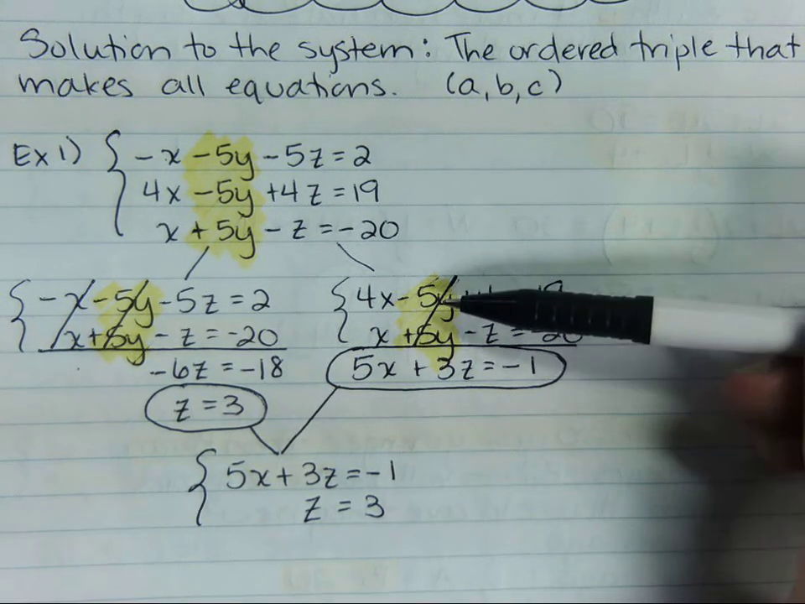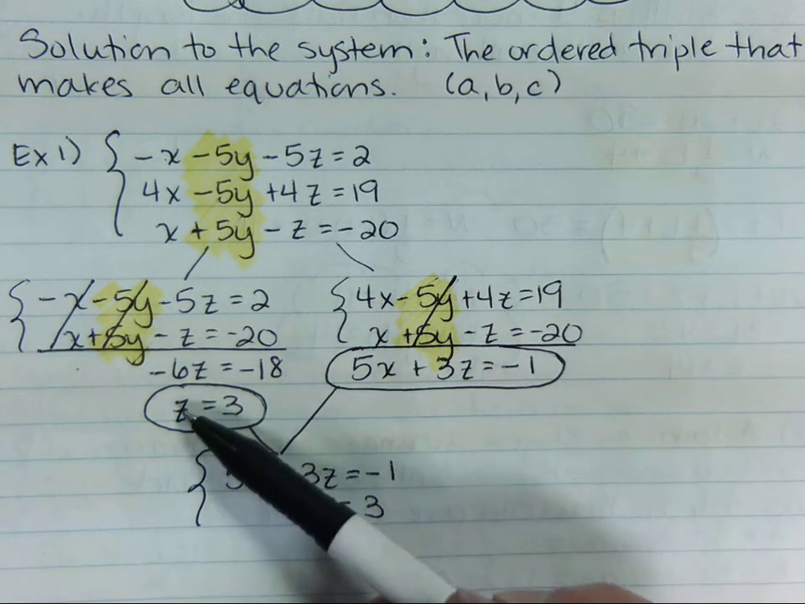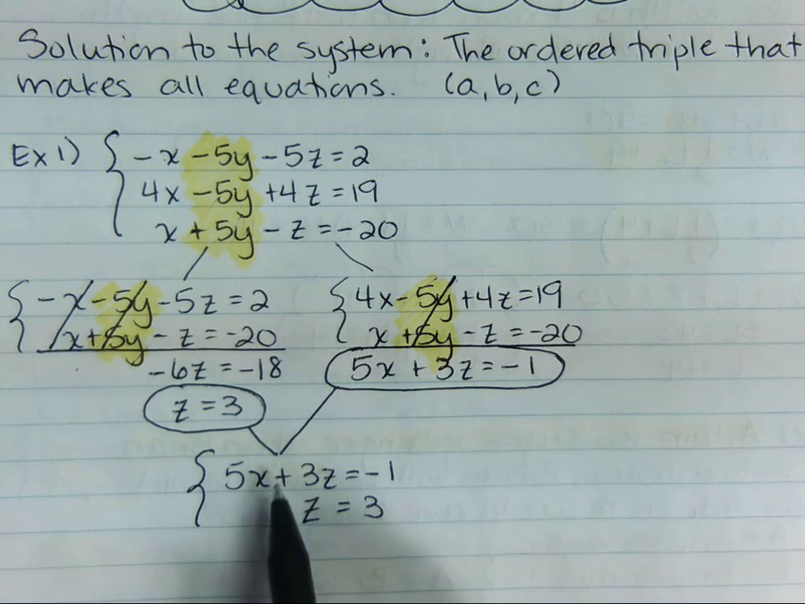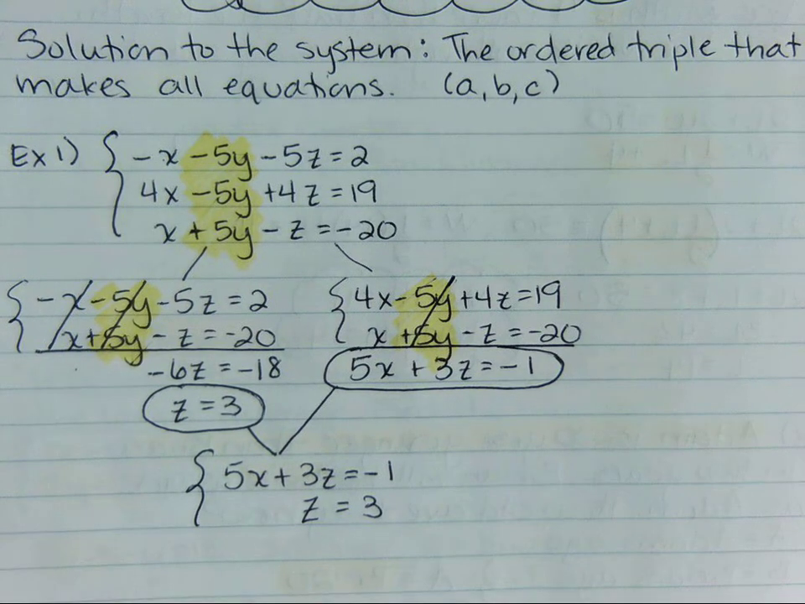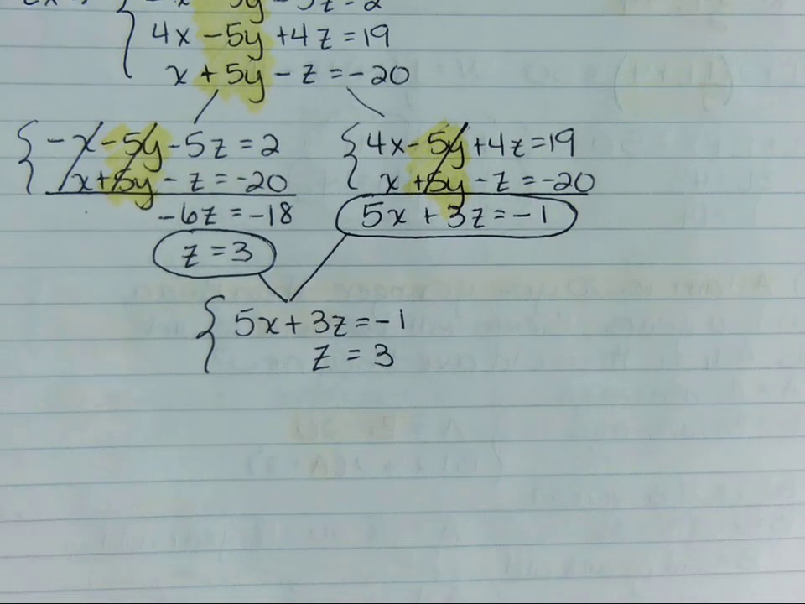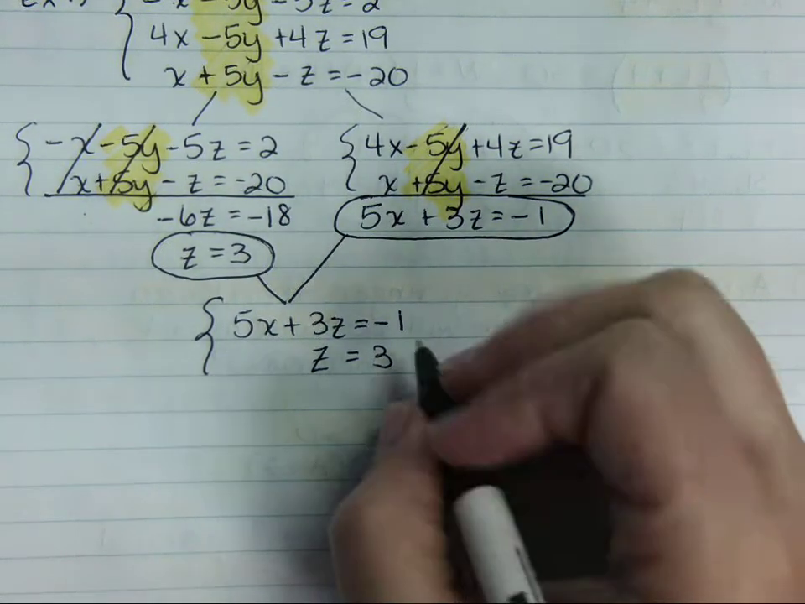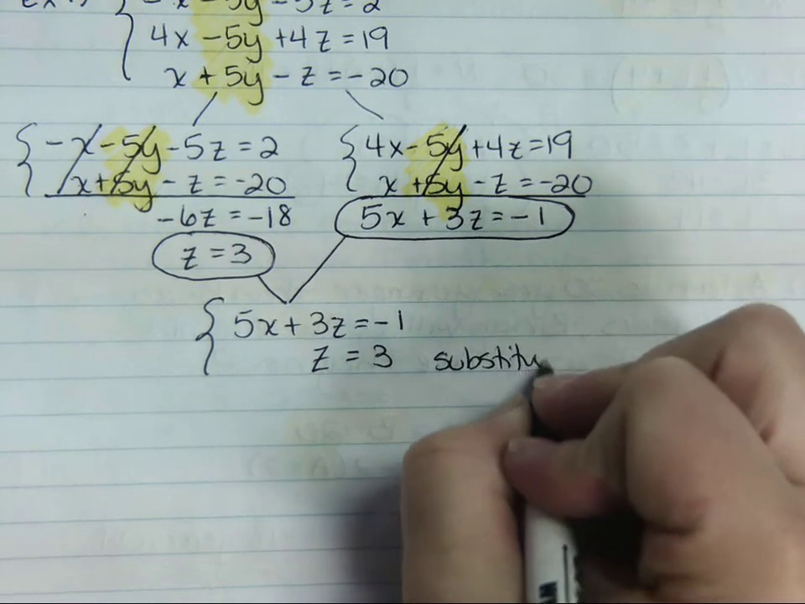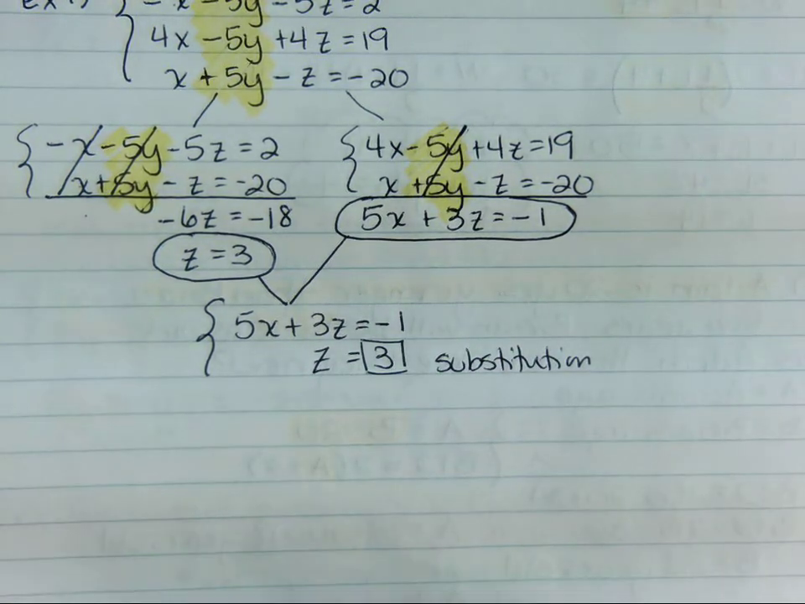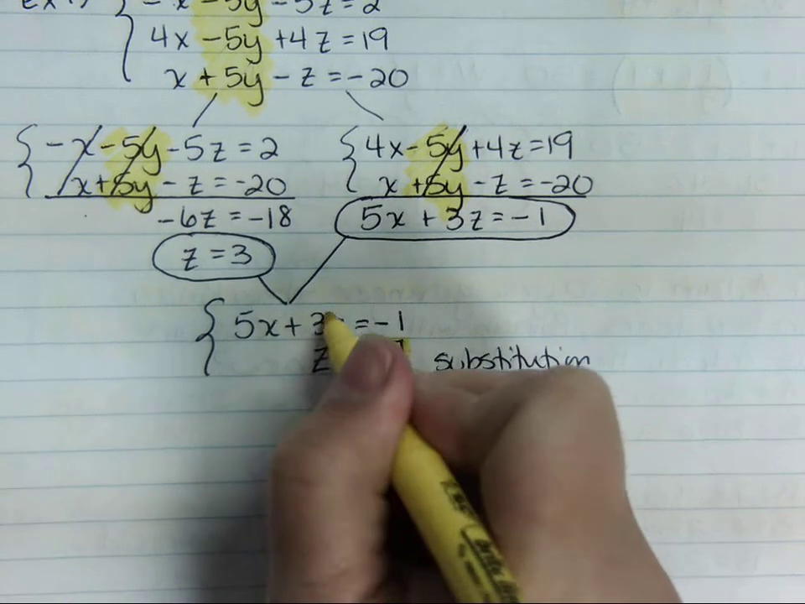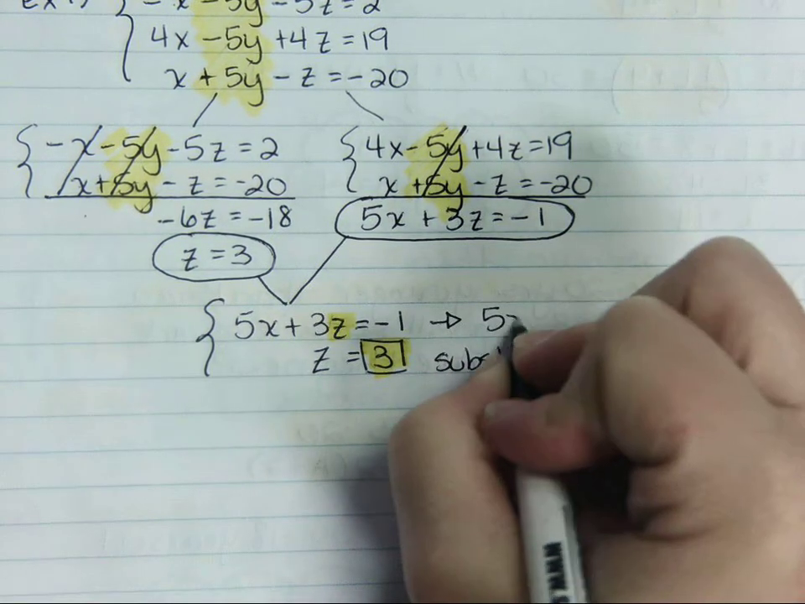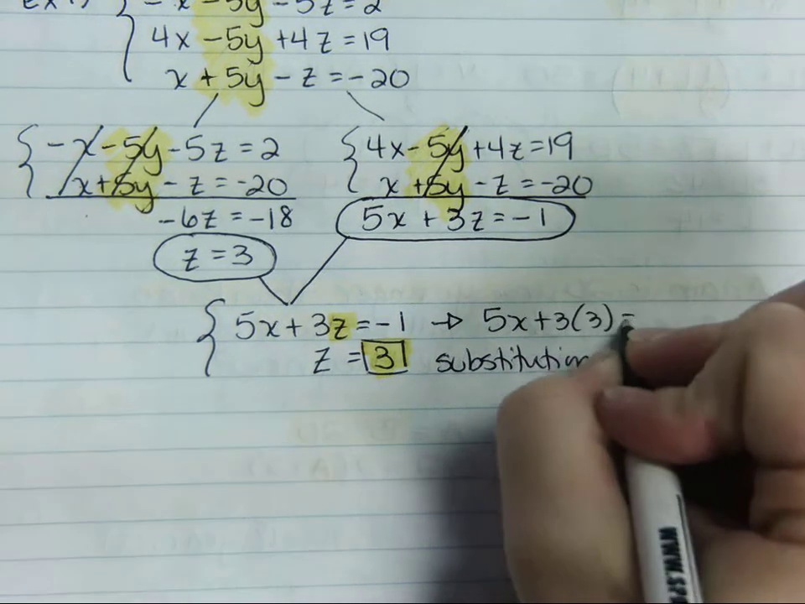So your goal when you are eliminating one of the variables is to get two equations where you have a combination of the other two variables left. And so now I have a new system that I can solve. And when you get down to this system, you can solve using substitution, elimination, whatever you like. I'm going to use substitution because it already tells me what z is. Whether it's an expression or a number, I already know the value for z. And so I'm going to come over here, 5x plus 3 times 3 equals -1.